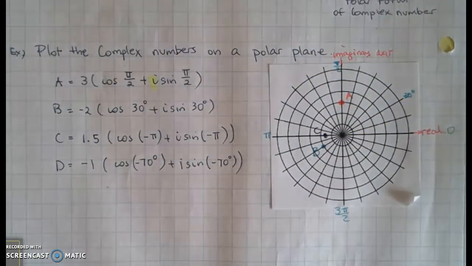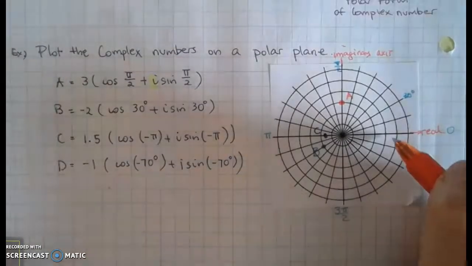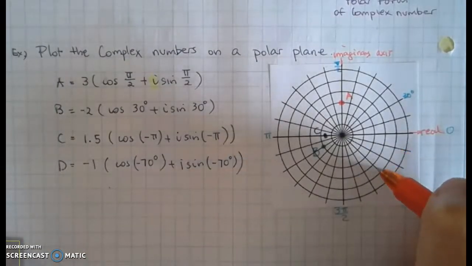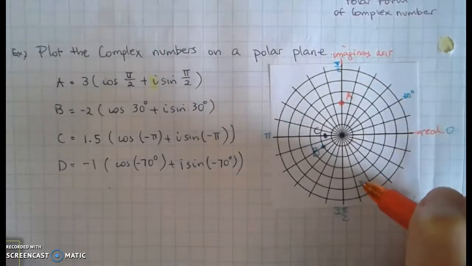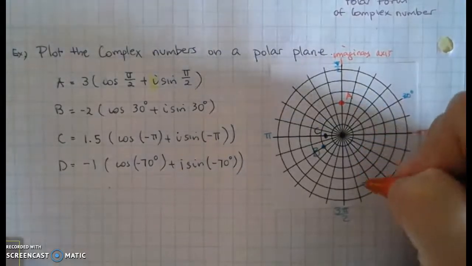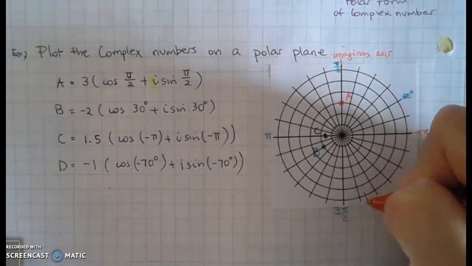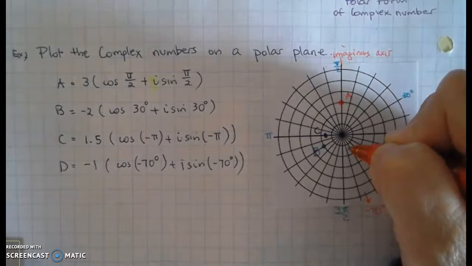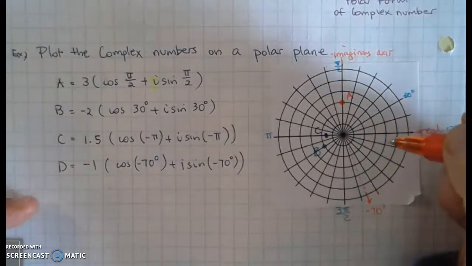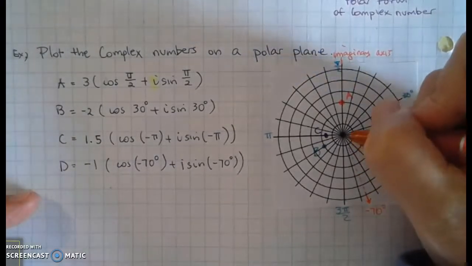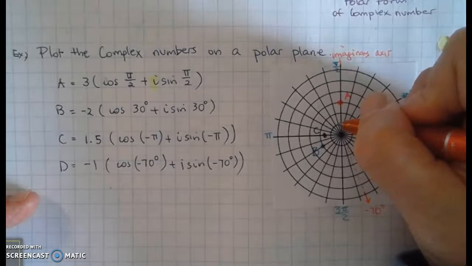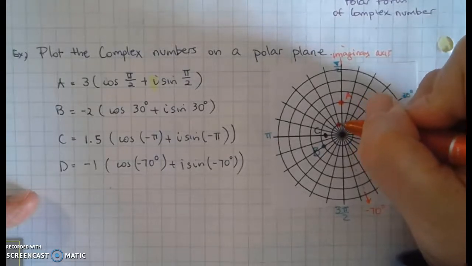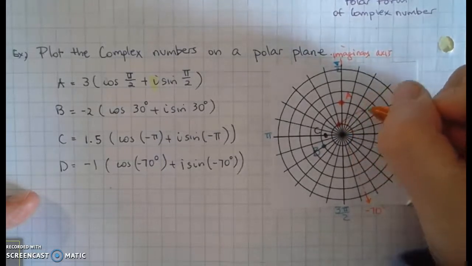And finally, point D is -70 degrees. 15, 30, 45, 60, 70 degrees. This is 75, so 70 degrees will be somewhere along here. And we have the radius of -1. -1 means we have to go the opposite direction, and it is going to be right there. This is my point D.